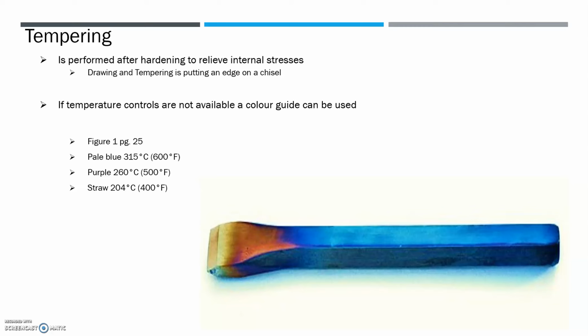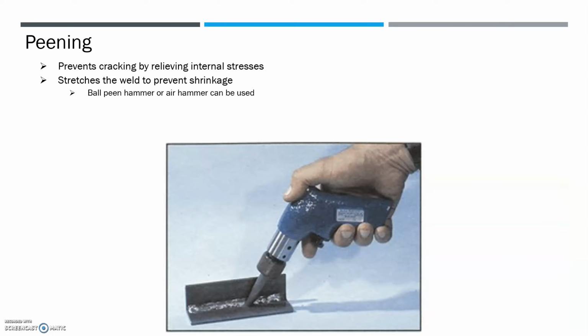These steps are used in making chisels. Page 26 in your book shows steps for hardening and tempering a chisel. Page 26, last part here. Peening is done to balance the shrinkage of welds as they cool, which prevents cracking and relieves internal stresses. A ball peen or air hammer can be used and is quite commonly done when welding cast iron.